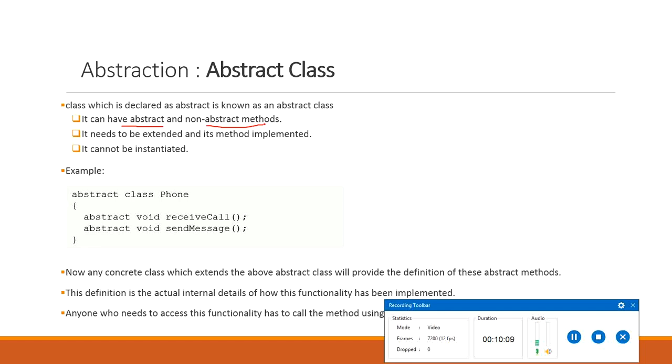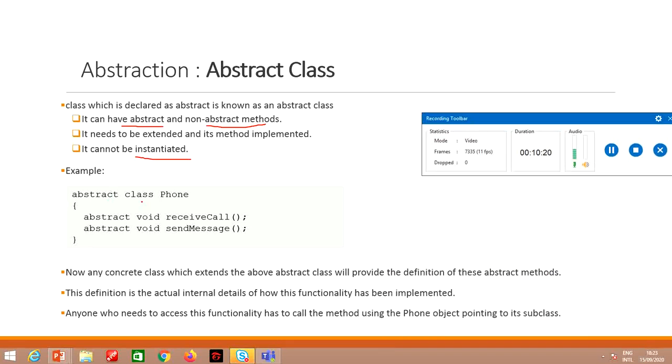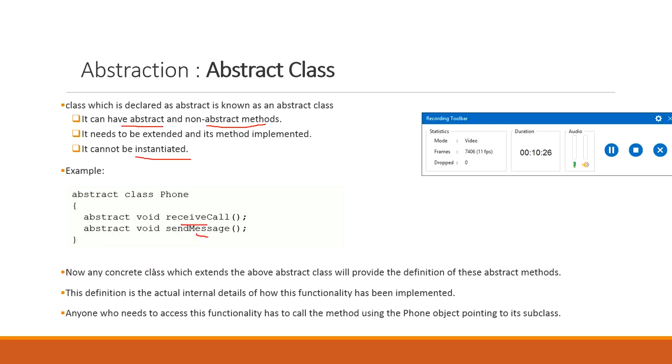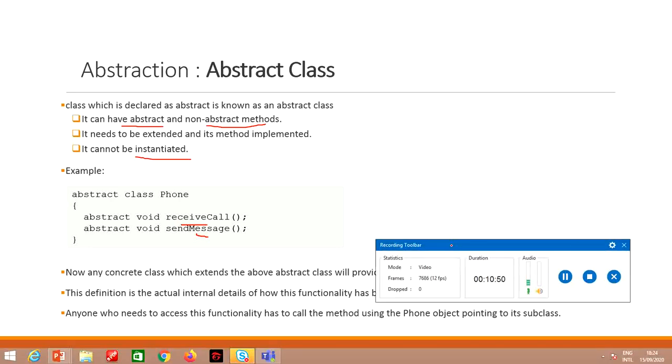Non-abstract methods are the concrete methods which we have created until now. An abstract class needs to be extended and its methods implemented. It cannot be instantiated. So we have a class, Phone, which is abstract, and it has two abstract methods, receive call and send message. Now any concrete class which extends the Phone class will provide the method implementation of these two methods, receive call and send message. This definition is actually internal details of how this functionality should be implemented. Anyone who needs to access this functionality has to call the method using the Phone object pointing to its subclass.